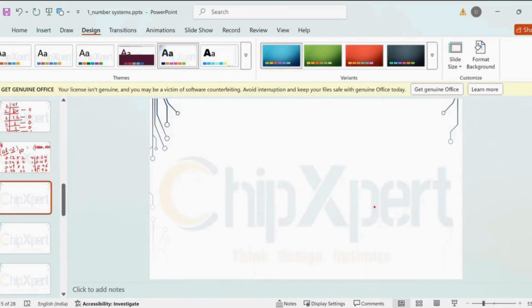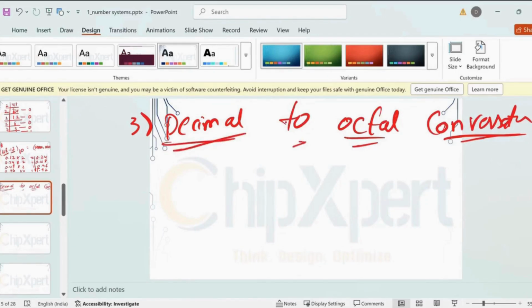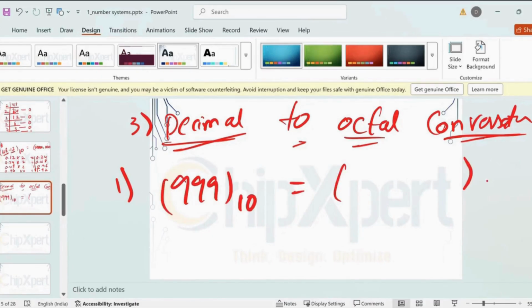The next one is the next conversion: decimal to octal conversion. So now tell me any decimal number. 999. So this is your decimal number, and you want to convert this in the form of octals. That means base 8. So how are we going to do this?